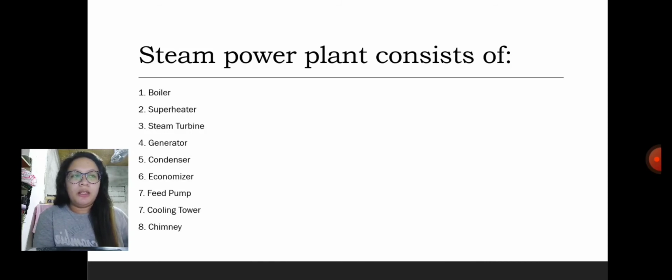Superheater. The steam is taken out from the boiler and is superheated so that the steam should be free from the water molecules. Steam turbine. A steam turbine is a mechanical device that extracts thermal energy from pressurized steam and converts it into rotary motion. It has almost completely replaced the reciprocating piston steam engine primarily because of its greater thermal efficiency and higher power-to-weight ratio.